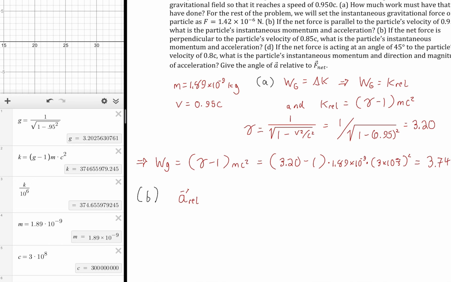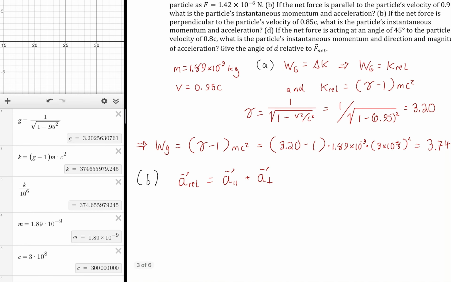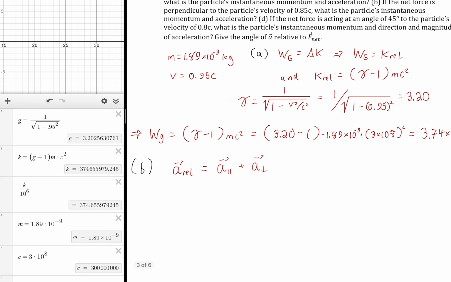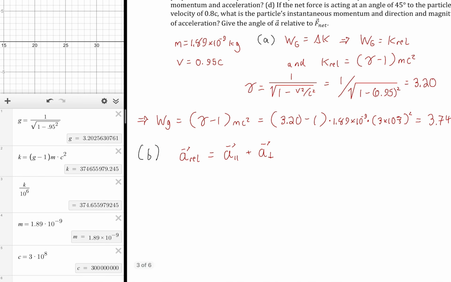So that means relativistic acceleration as a vector has two components that are relevant to think about: the parallel component, as in parallel to the velocity, and the perpendicular component, as in perpendicular to the velocity. That's because it's relative to the direction of motion. In this case, we only have a parallel one because you only get an acceleration when you have a force. So for part B, the relativistic acceleration will just be a parallel.